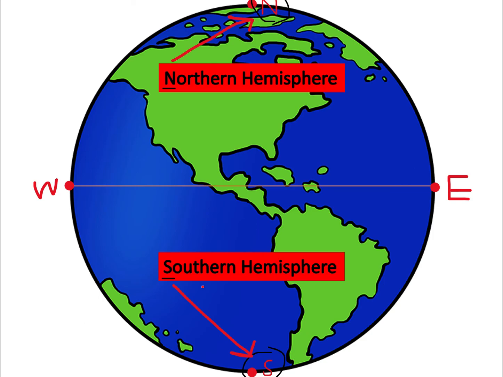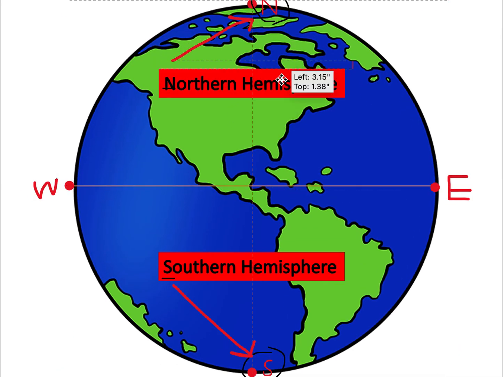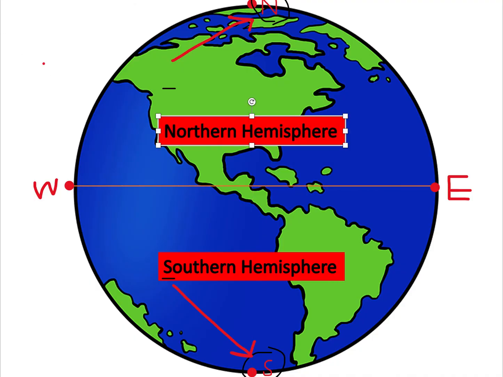So if you live in the United States, this is the United States over here. This green land over here is the United States, and this is Canada. If you live in the United States, you live in the northern hemisphere. Let's take a look at where we are. We are in Chicago right now, and Chicago is somewhere around this dot. So since we are in Chicago, that means that we live in the northern hemisphere.